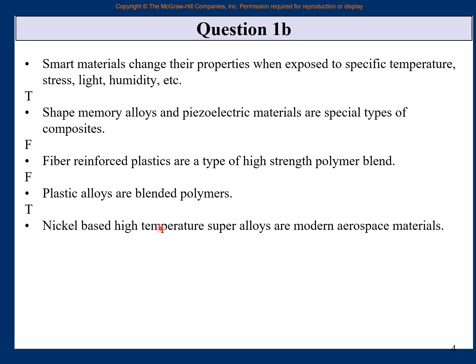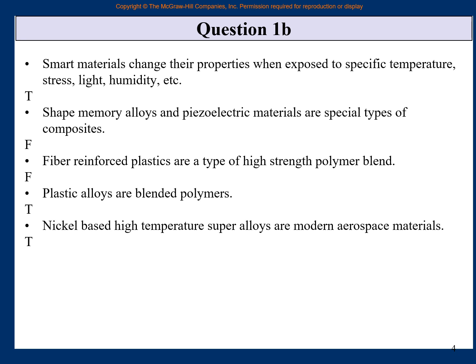Nickel-based high-temperature superalloys are modern aerospace materials. Yes or no? Yes, this is true. These are some of the major alloys that are now used in high level of jets and aeroplanes and so on. So this concludes the initial part of the quiz, right?